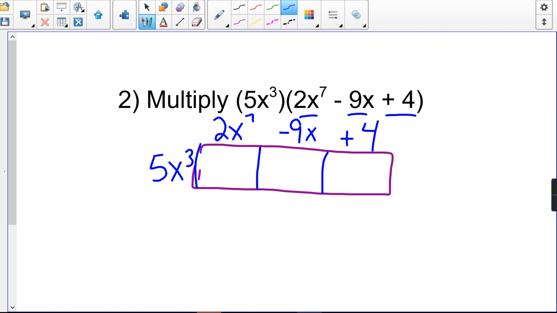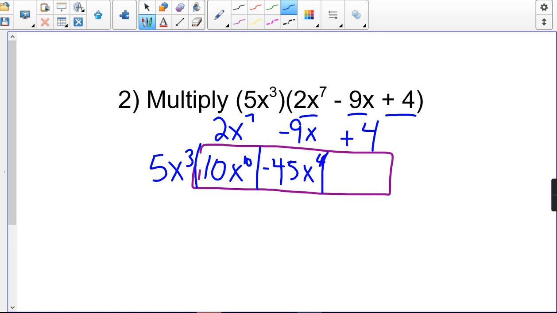So 5x to the third power multiplied by 2x to the seventh power: multiply the numbers, 5 times 2, and you get 10. And then you have x to the third power times x to the seventh power, which is x to the 10th power. Next section of our rectangle is 5x to the third power times negative 9x. 5 times negative 9 is negative 45, and then we have x to the third power times x, which brings us to x to the fourth power.